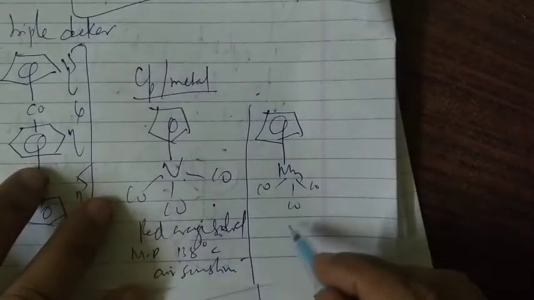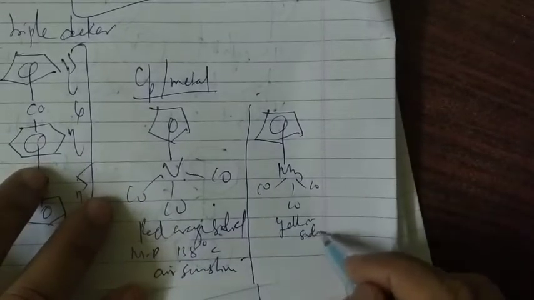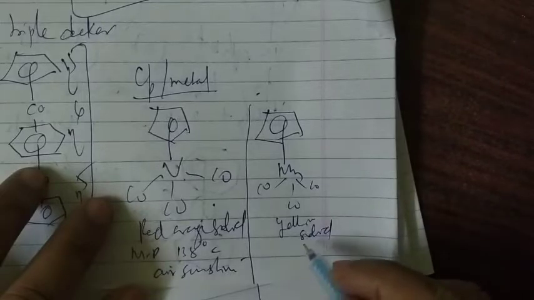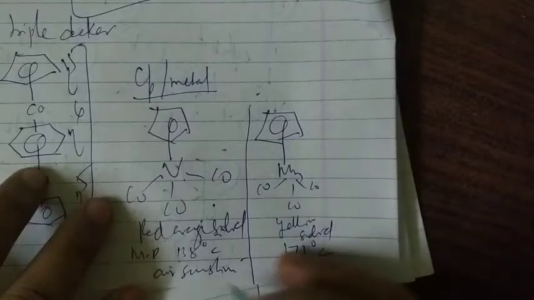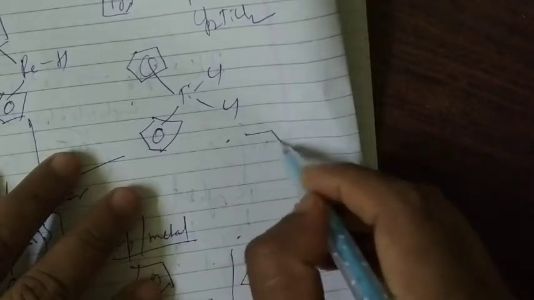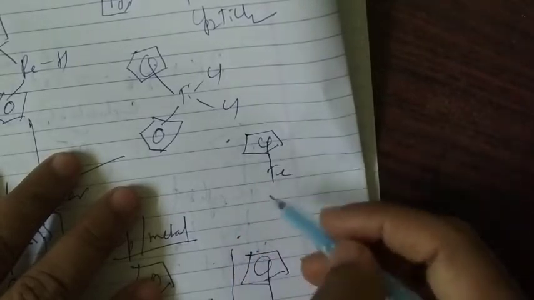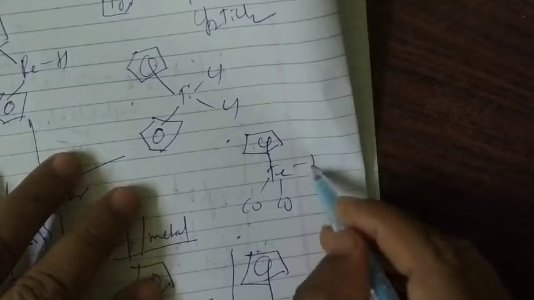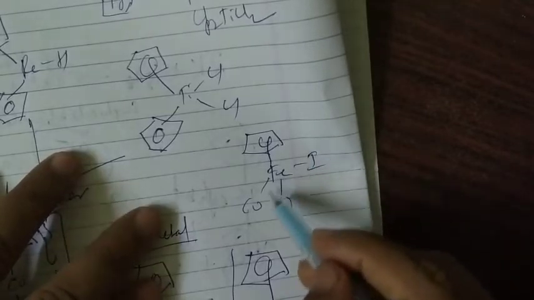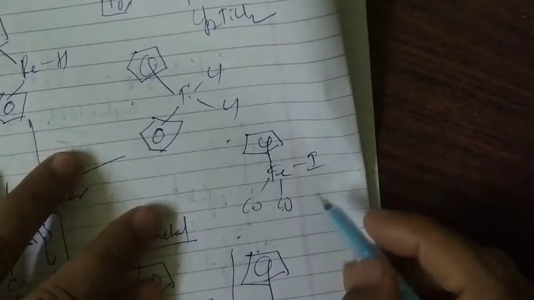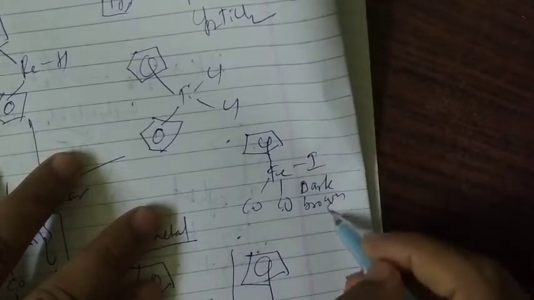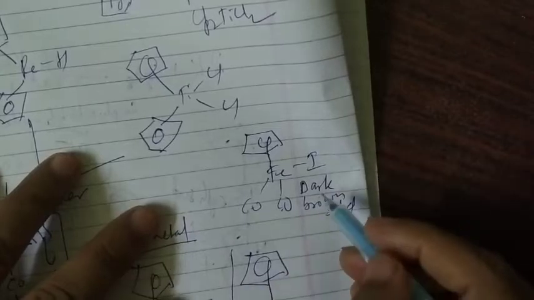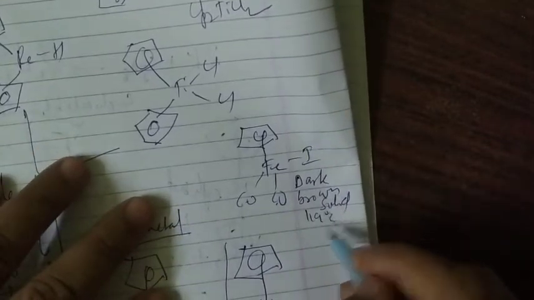Okay, so this is a yellow solid of manganese, and if you see the melting point, it comes around 173, and it is also air sensitive. This also is air sensitive. So one more compound you can see is of iron, with two carbonyl molecules and one iodide, which is a dark brown solid. So this compound is a dark brown solid. Okay, all three are solids, and this one has 119 degrees centigrade as a melting point.